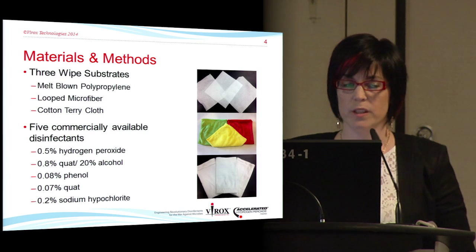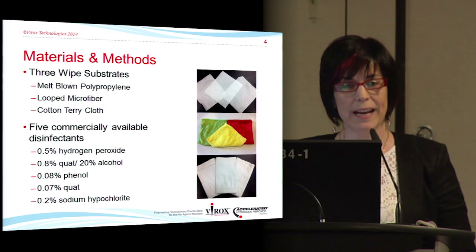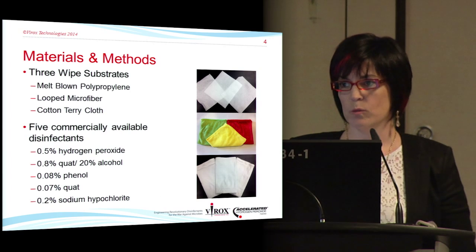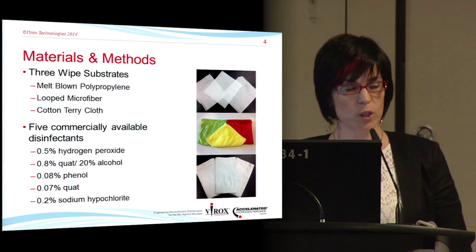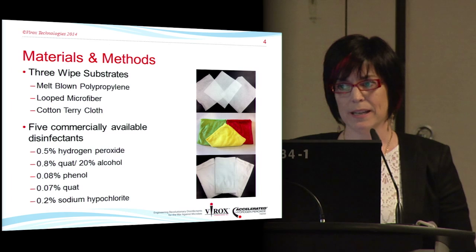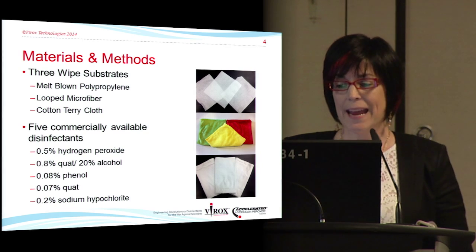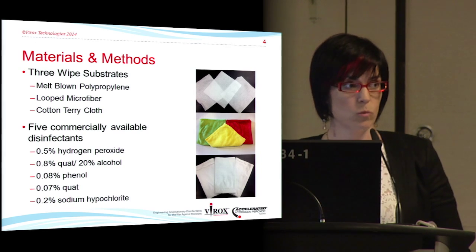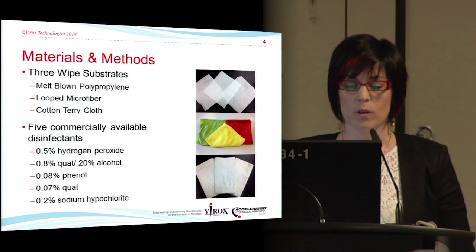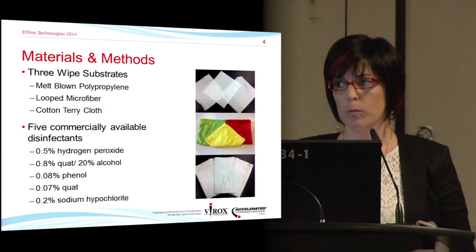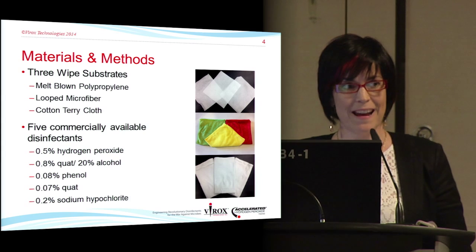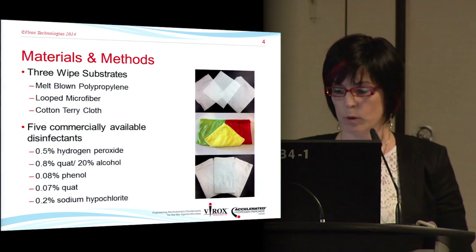You might wonder why we chose the 0.2% sodium hypochlorite. When we used just the traditional straight bleach that we would dilute, it wasn't actually absorbing into the melt-blown polypropylene, and it beaded on the microfibers, so it just wasn't something we could use as part of the study. So the product that we use is a commercially available bleach-based product that has a surfactant in it, which is important from an absorption perspective.